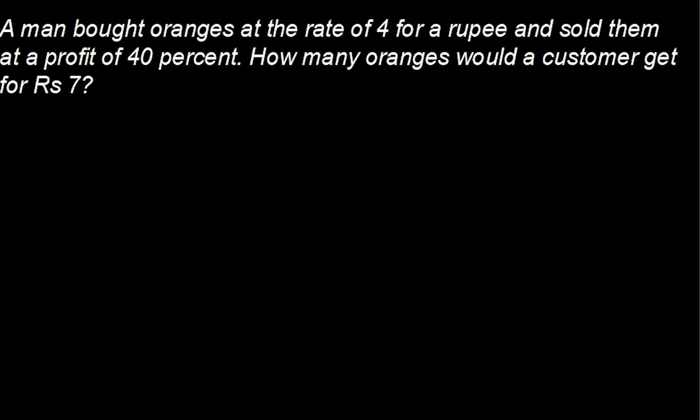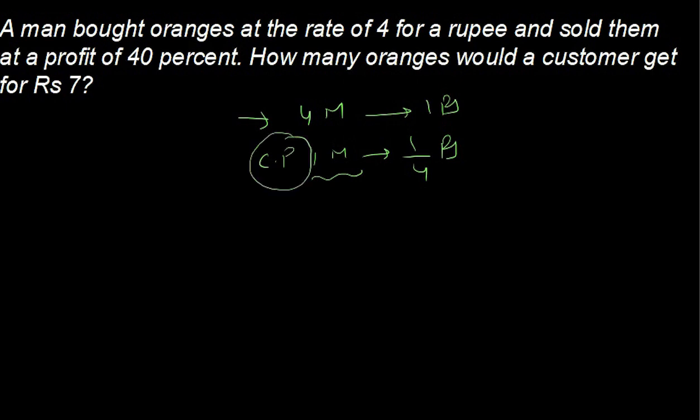A man bought oranges at the rate of 4 for a rupee, and sold them at a profit of 40%. Okay, let's take mangoes instead of oranges. So let's say 4 mangoes are costing 1 rupee. So that is the cost price. So the cost price of one mango is going to be what? 1/4 rupees. Now on this cost price, you get a profit of 40%. So what should be the selling price, at what selling price do you want to sell? So 1/4 into 140%. So that is 1/4 into 140% is going to be what? We can cancel the zeros. So 2 to 4. So that is what?